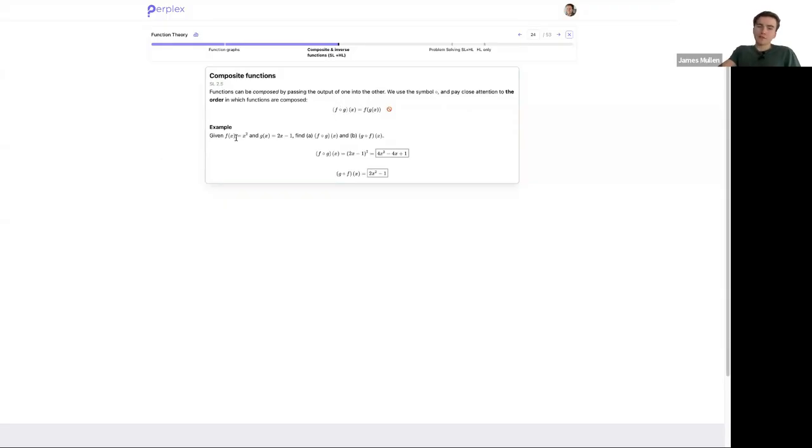So for example, if I have f of x is equal to x squared and g of x is equal to 2x minus 1, then I can find f of g of x by taking 2x minus 1 and putting it into f, replacing x with 2x minus 1. So I get 2x minus 1 squared. If I expand that, it's all of this. And going the other way, g of f means I take x squared and I put it into g. So I get 2x squared minus 1.